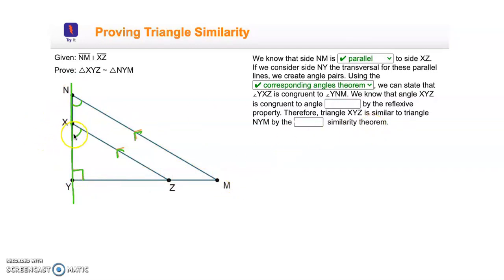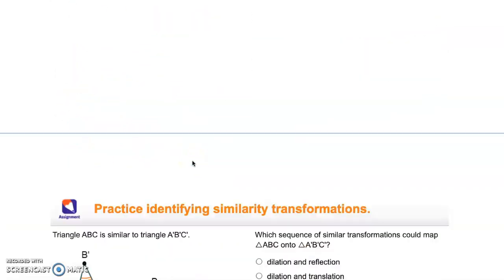And then because we know XYZ is congruent to NYM, even though this is the same angle, it's a different name in each triangle. So this angle is XYZ, and it's also angle NYM. So we know that those are congruent by the reflexive property, meaning an angle is congruent to itself. Therefore, NYM is similar to triangle XYZ by angle-angle similarity theorem. So again, we have two angles. This one is the same angle, but by reflexive property, it's in both of those triangles. And with our parallel lines, we can prove those.